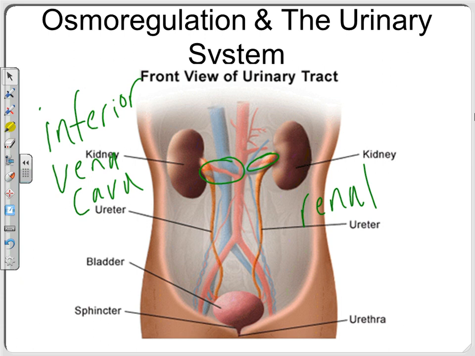Renal means kidney. What did you say the inferior vena cava does? Carries blood back to the heart, after it's already been all over the body, so that it can be pumped to where?